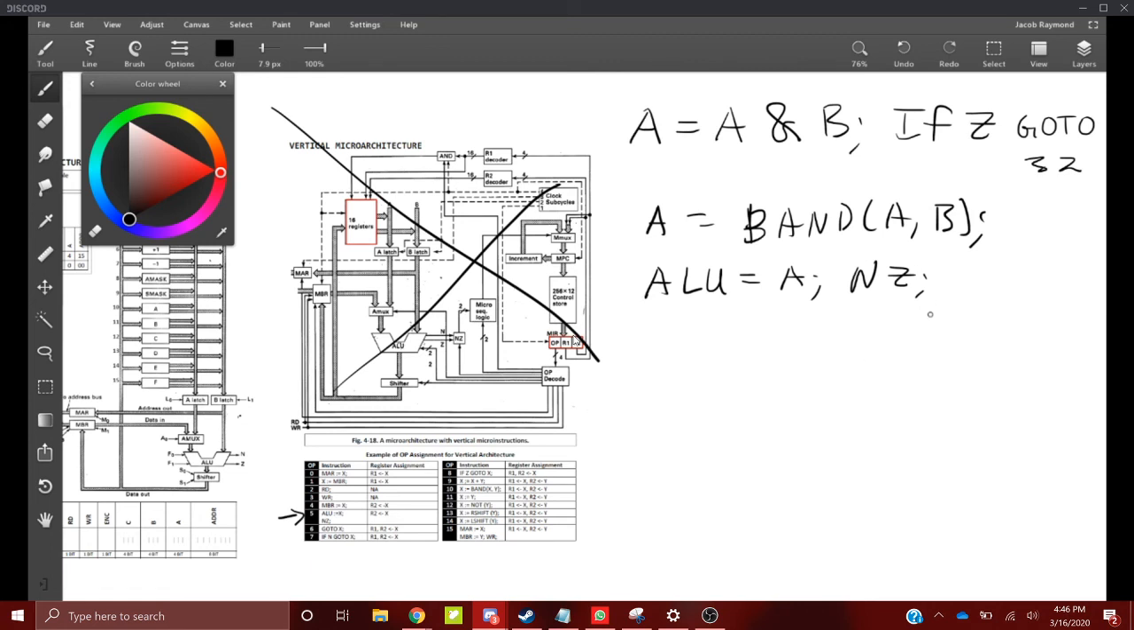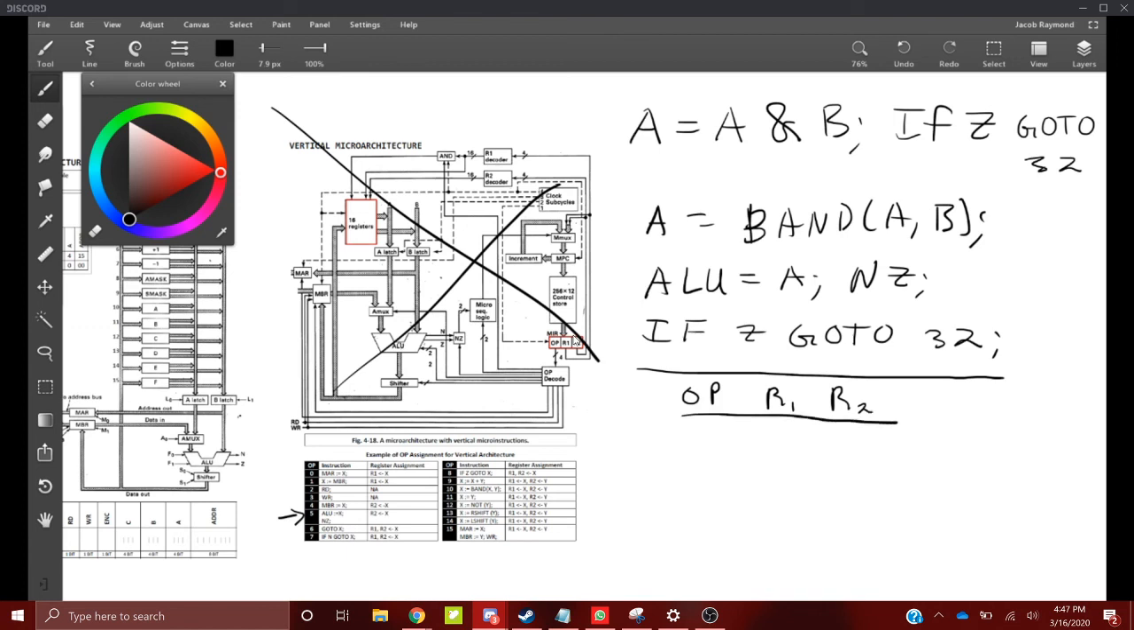So we'll do this operation. Then we can finally do this: if Z go to 32. And we can see up here, op number 8 is if Z go to X. So the last thing that we can actually do is if Z go to 32. All right, so now we can start to break these into the op, R1, R2. The first one is this binary AND, which is op number 10. The second one here is operation number 5. And the third one here is operation number 8.